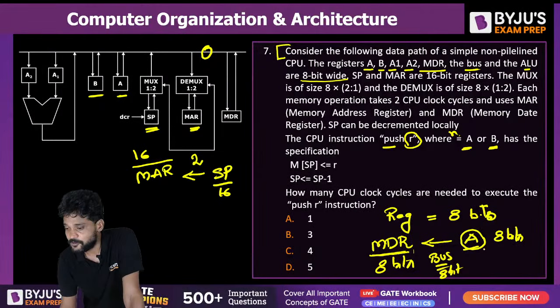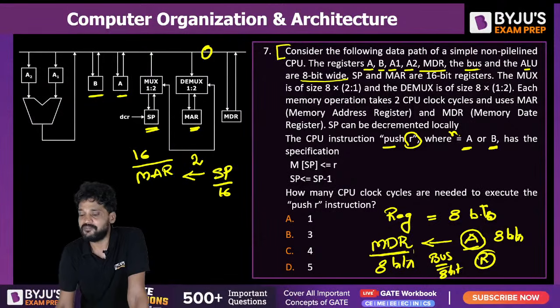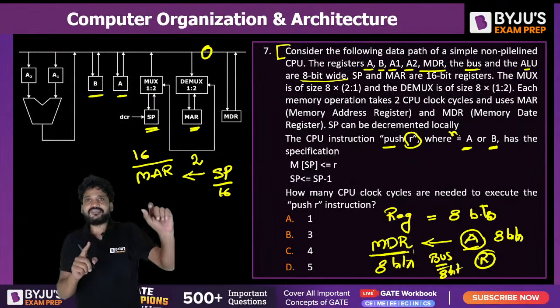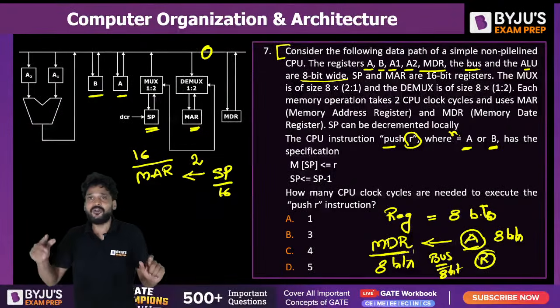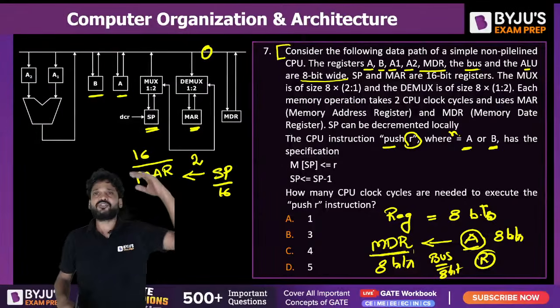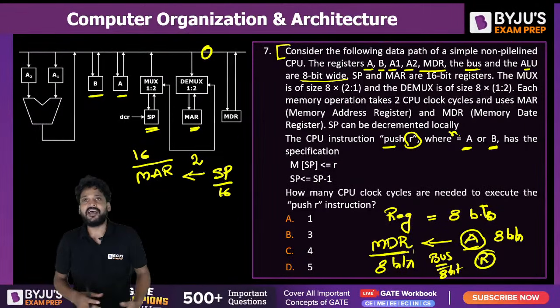In order to transfer the contents of A to MDR, which in tandem can be considered as R to MDR, we require 1 clock cycle. 2 is for loading the address into the MAR. 1 is for loading the data into the MDR. Finally, 2 clock cycles are required to send a word to the main memory as given in the question, right?